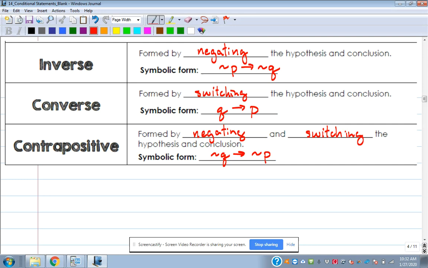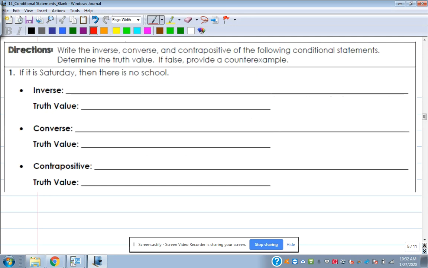All right, so let's take some problems here. We're going to write the inverse, the converse, the contrapositive, and the conditional, and then we're going to determine the truth value. If it's false, we're going to provide a counterexample. Okay, so the original statement is, if it is Saturday, then there is no school.